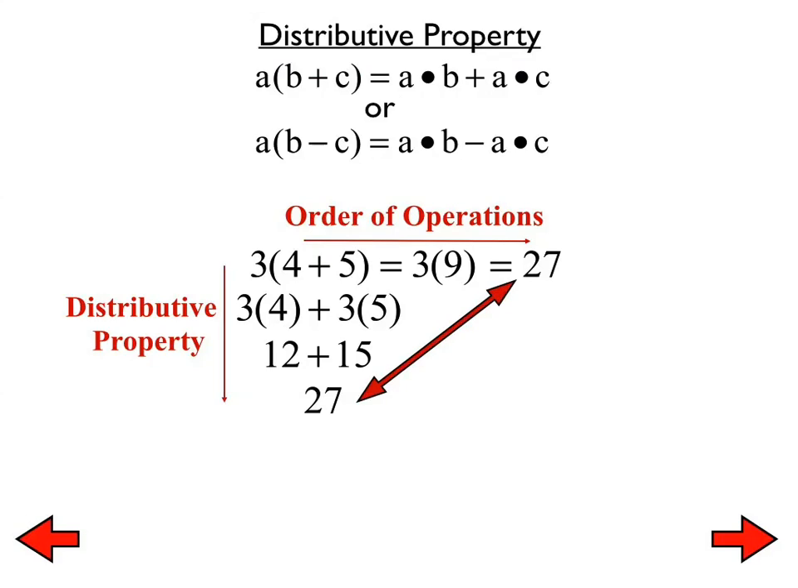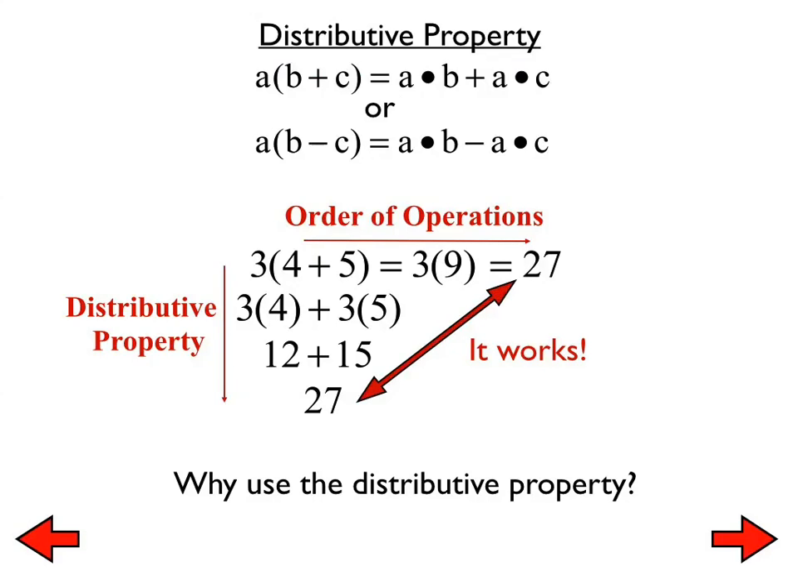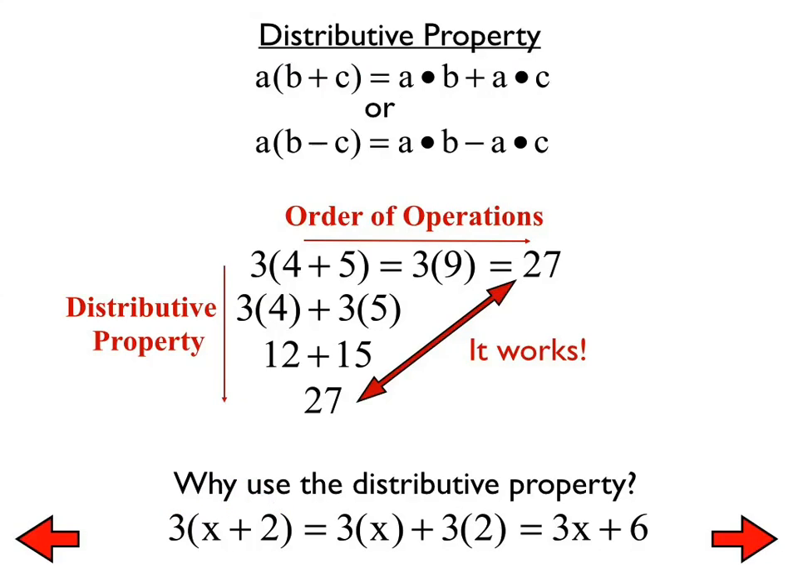So some of you might be thinking, well, why don't I just use the order of operations instead? Well, the reason is very simple. A lot of times when we get into more algebraic stuff, we have to use the distributive property to get rid of parentheses when we have variables involved. So that's exactly what we would do right here. We would multiply 3 times x and then 3 times 2. And so we would get 3x plus 6.